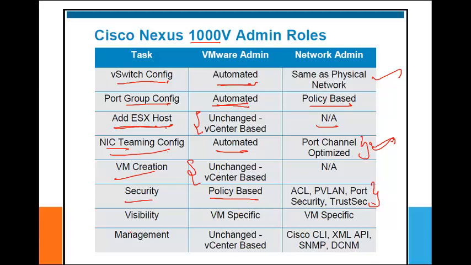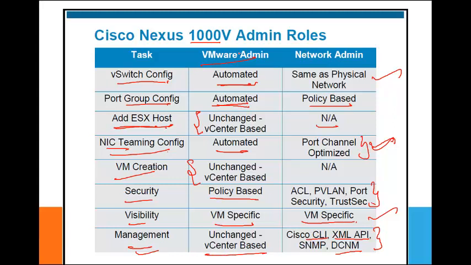Visibility, we have a specific VM visibility. This team was already having it. Now we also have visibility to each VM. Management, we manage through CLI or XML API. As I already said, API stands for application programming interface, or using SNMP, simple network management protocol, or by using a data center network manager. By using all this we can manage, and through vCenter the VM admin can manage.